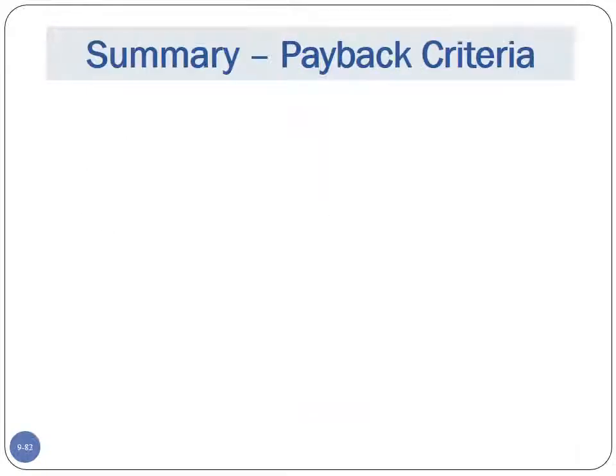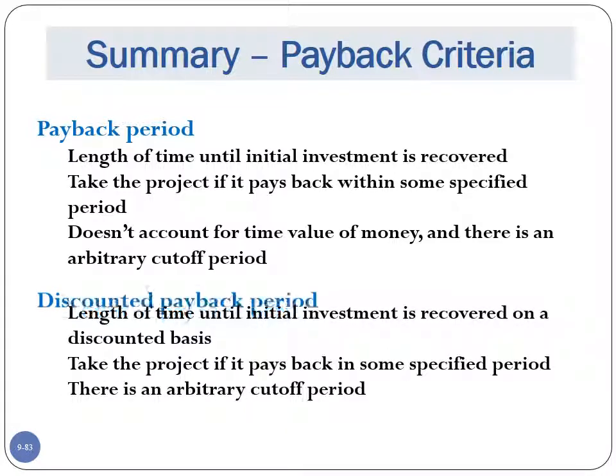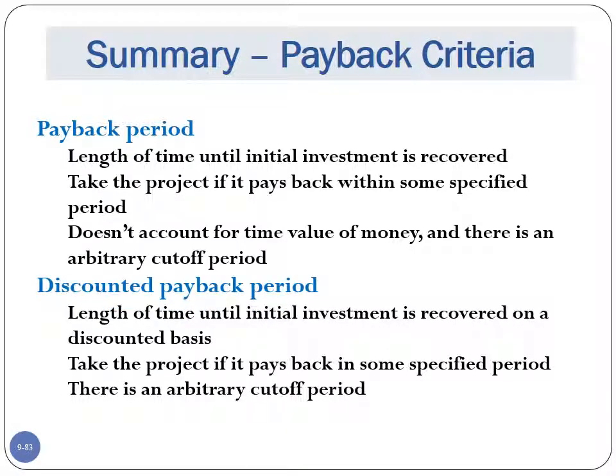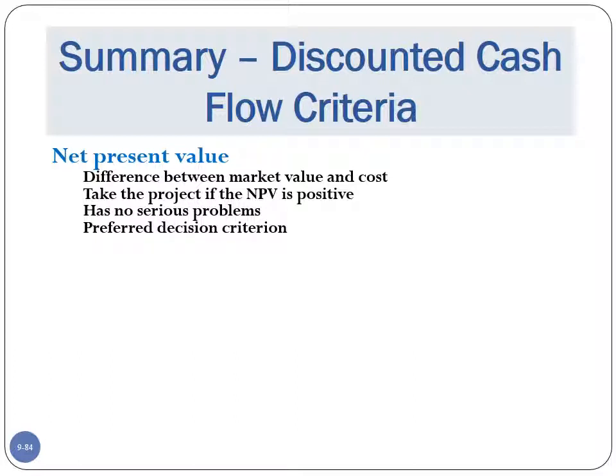We didn't cover that, but in summary, our payback criteria is the period in which the initial investment is recovered. It's the length of time until the initial investment is recovered. Take the project if it pays back within some specified period, but it doesn't account for the time value of money, and so there's an arbitrary cutoff period. The discounted payback period is the length of time until an initial investment is recovered on a discounted basis. And again, we take the project if it pays back in some specified period, and again we have an arbitrary cutoff period. Our net present value is the difference between market value and cost.